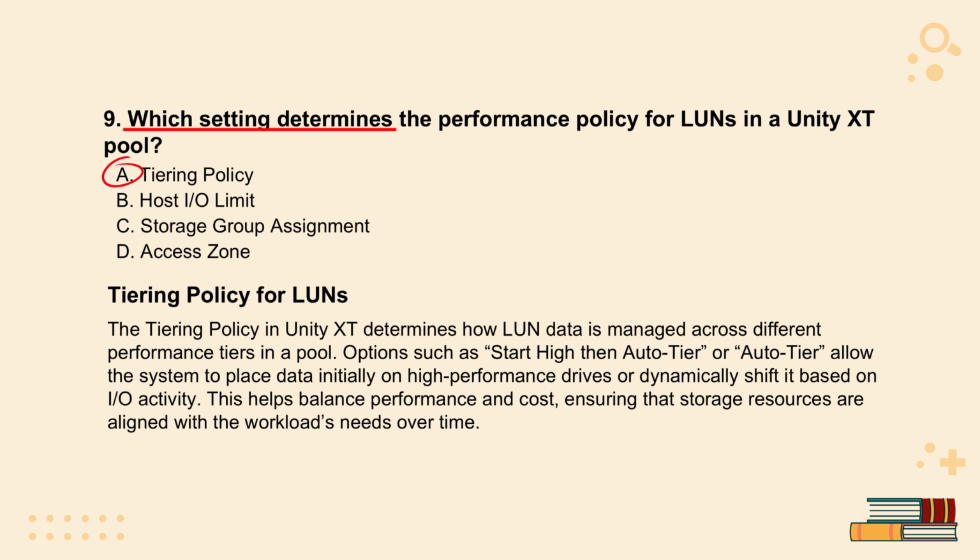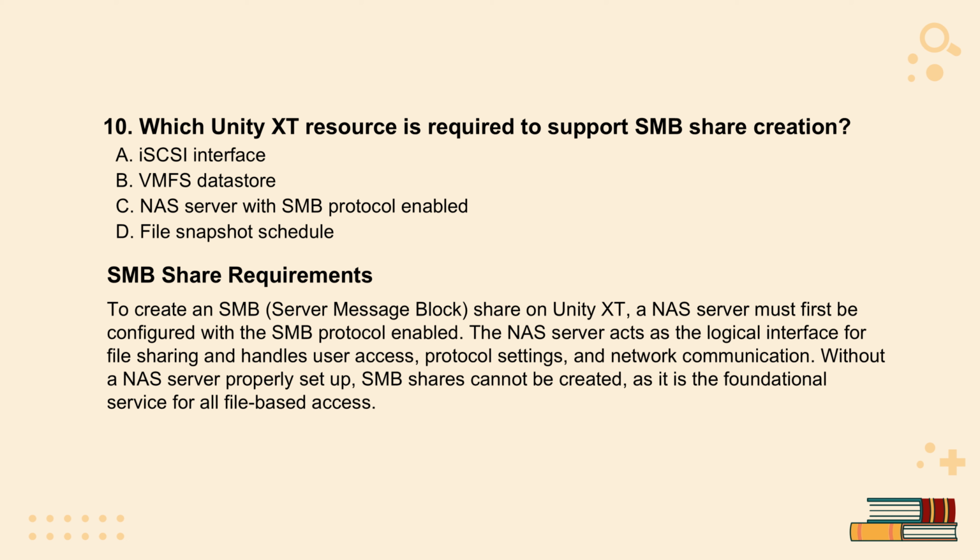All right, last but not least, question 10 focuses on enabling file sharing. It asks, which Unity XT resources are required to support the creation of SMB shares, those used in Windows environments? The choices are iSCSI interface, VMFS datastore, NAS server with SMB protocol enabled, or file snapshot schedule. The fundamental requirement for creating SMB shares on a Unity XT system is C, a NAS server with the SMB protocol enabled. That seems pretty straightforward.